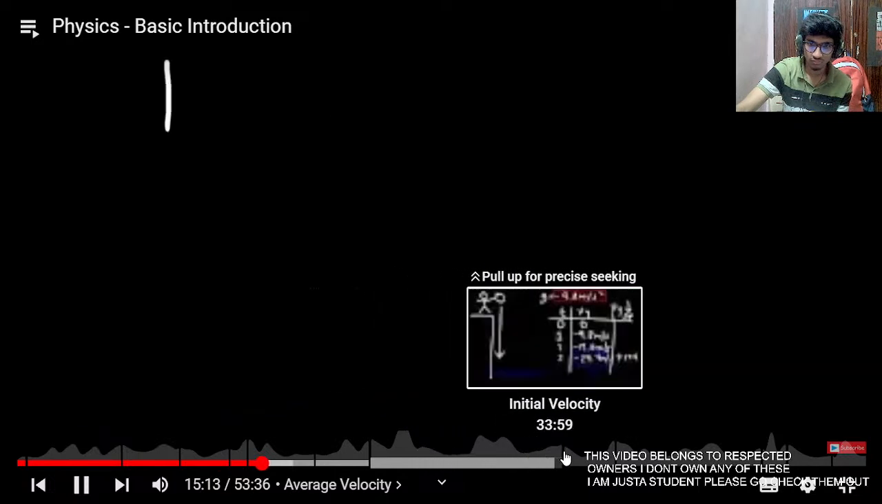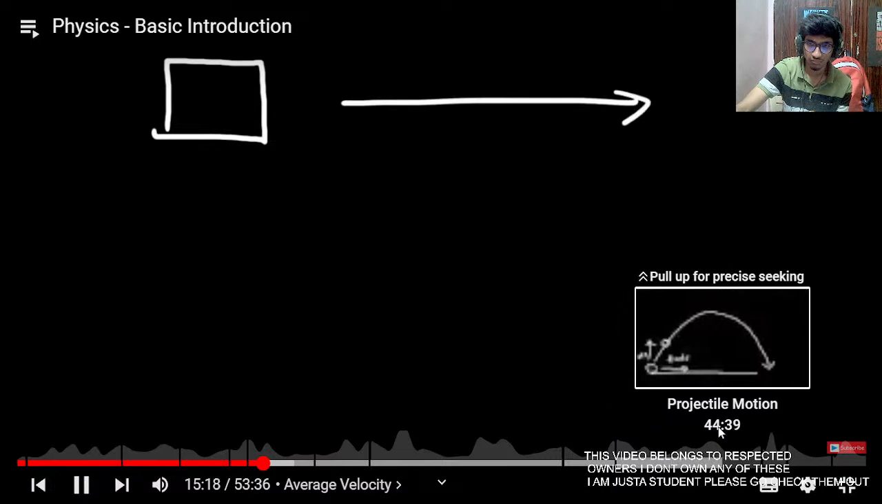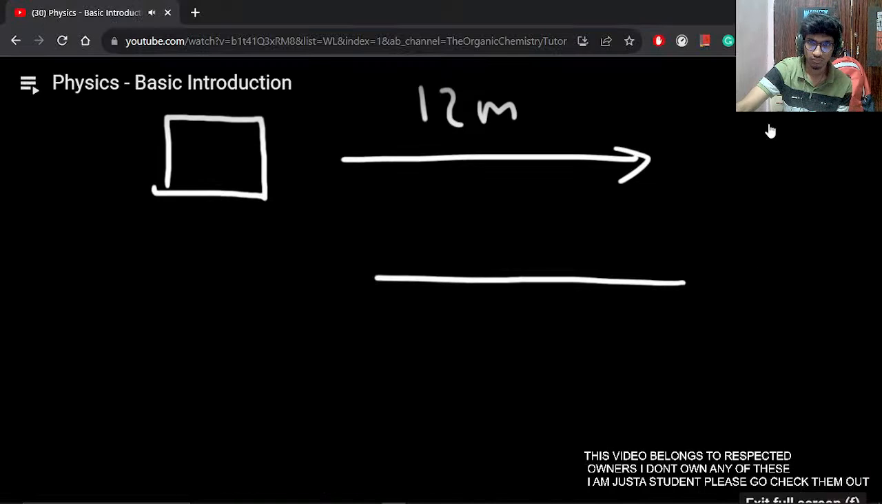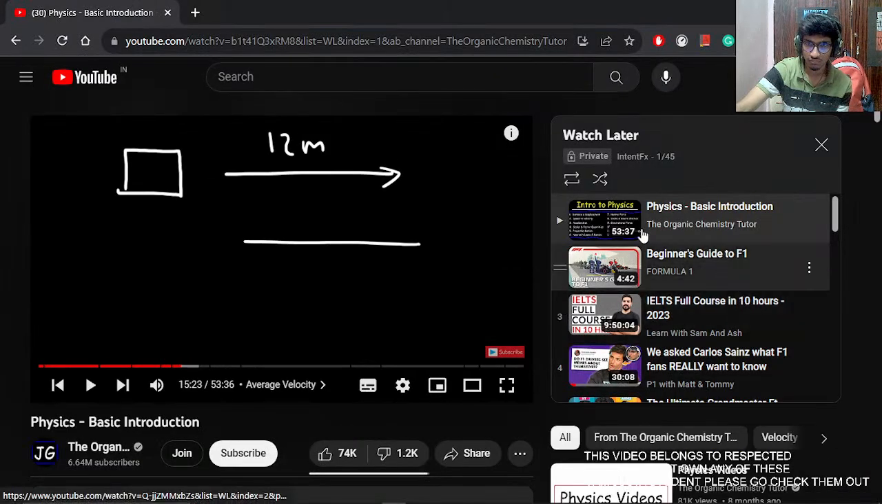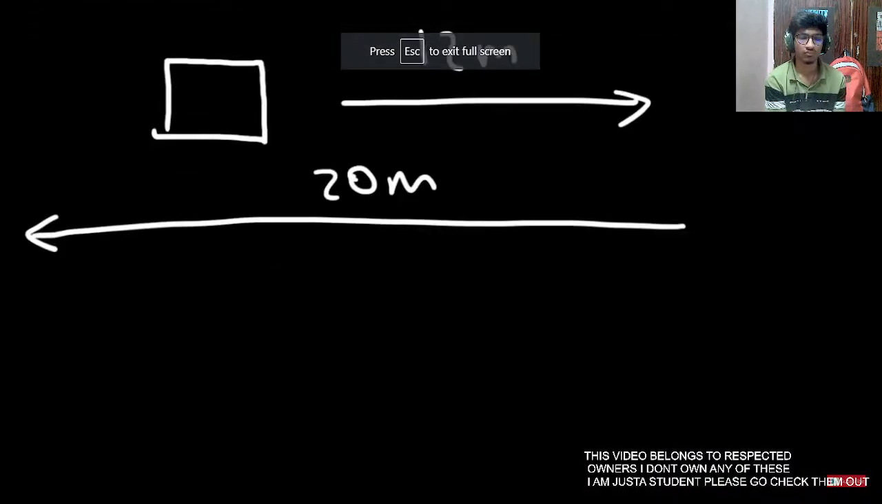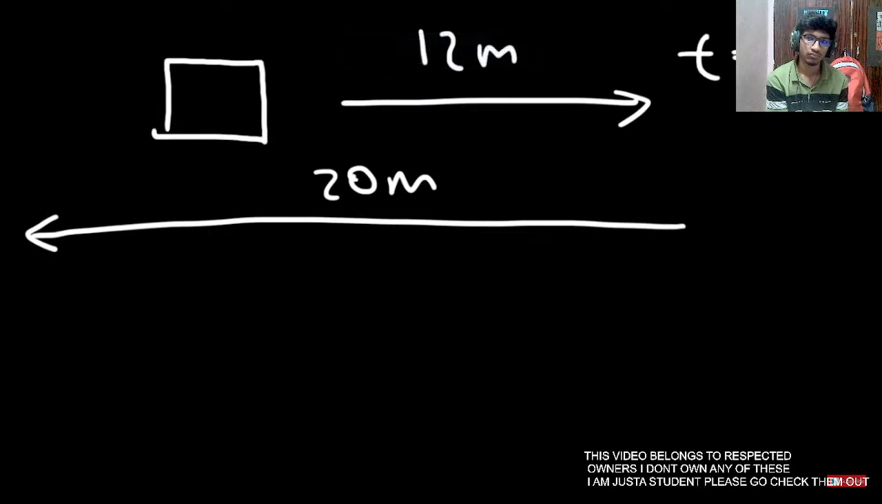Now let's say you have an object, and this object traveled 12 meters east, and then it traveled 20 meters west. And it did so in a total time period of 4 seconds. So let's say going from position A to position B, that's a distance of 12 meters, and from position B to position C, 20 meters. So that total trip from A to C took only 4 seconds. So for this object going from A to C, what is the average speed of the object? And also, what is the average velocity?